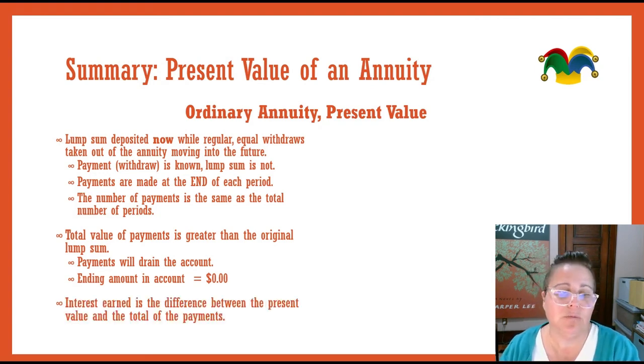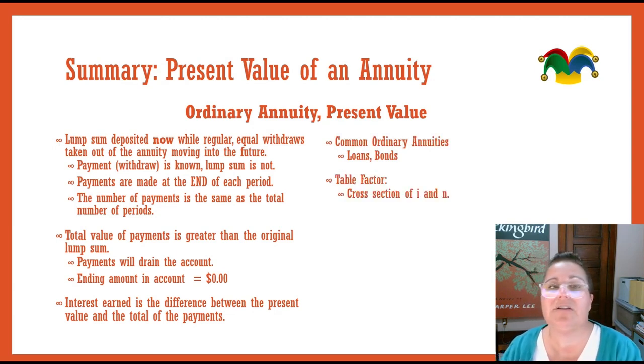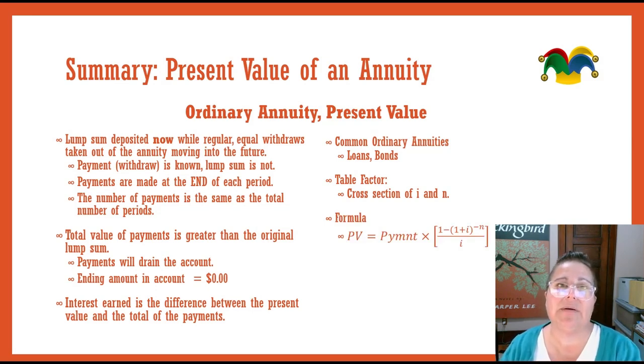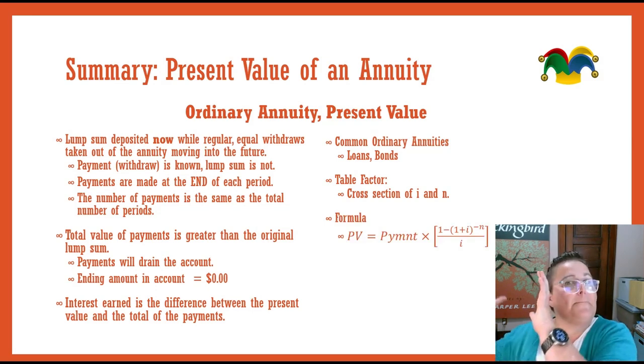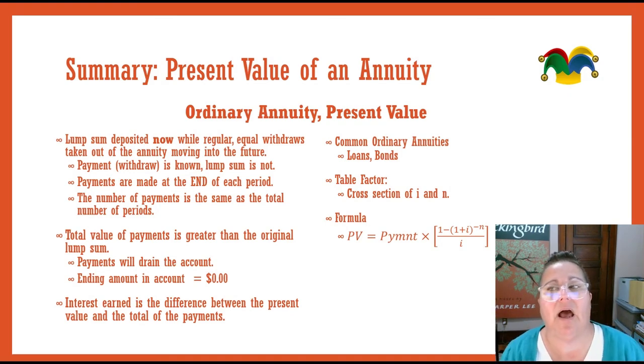The interest earned will be the difference between the present value of the account and the total of all of the payments, or the payments times the number of compounds. Some common ordinary annuities are loans and bonds. Our table factor can be found as a cross-section of I and N, and the formula is going to be the present value is equal to the payment times big parentheses 1 minus 1 plus I to the negative nth power, all of that divided by I.